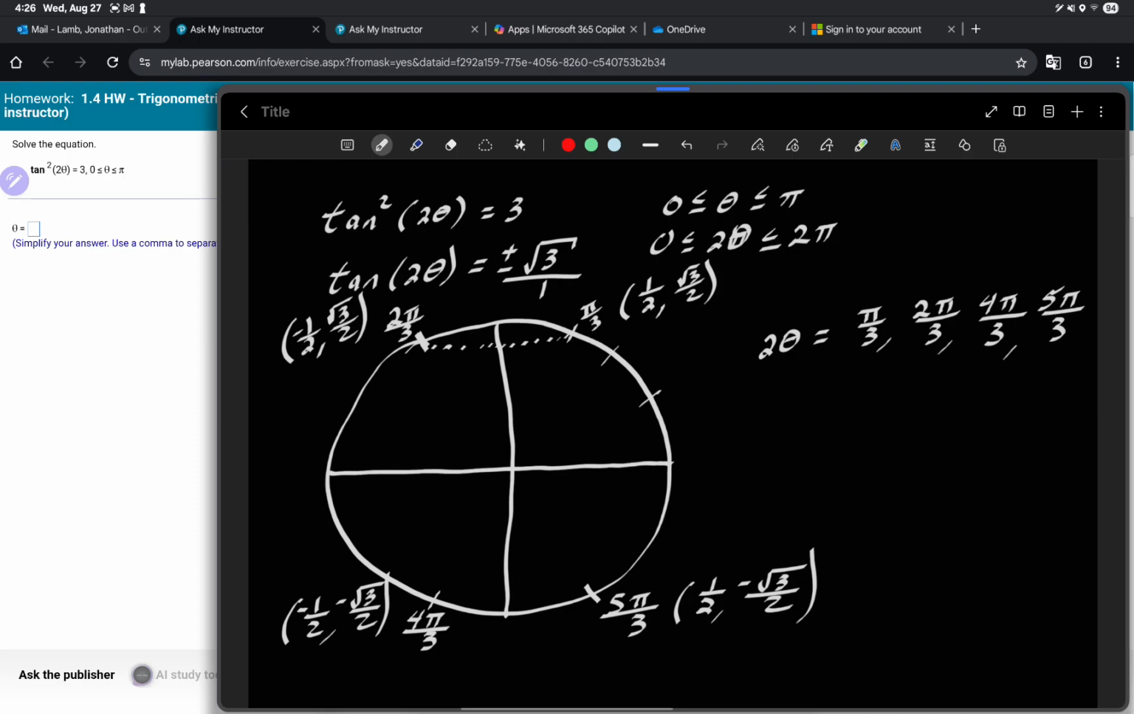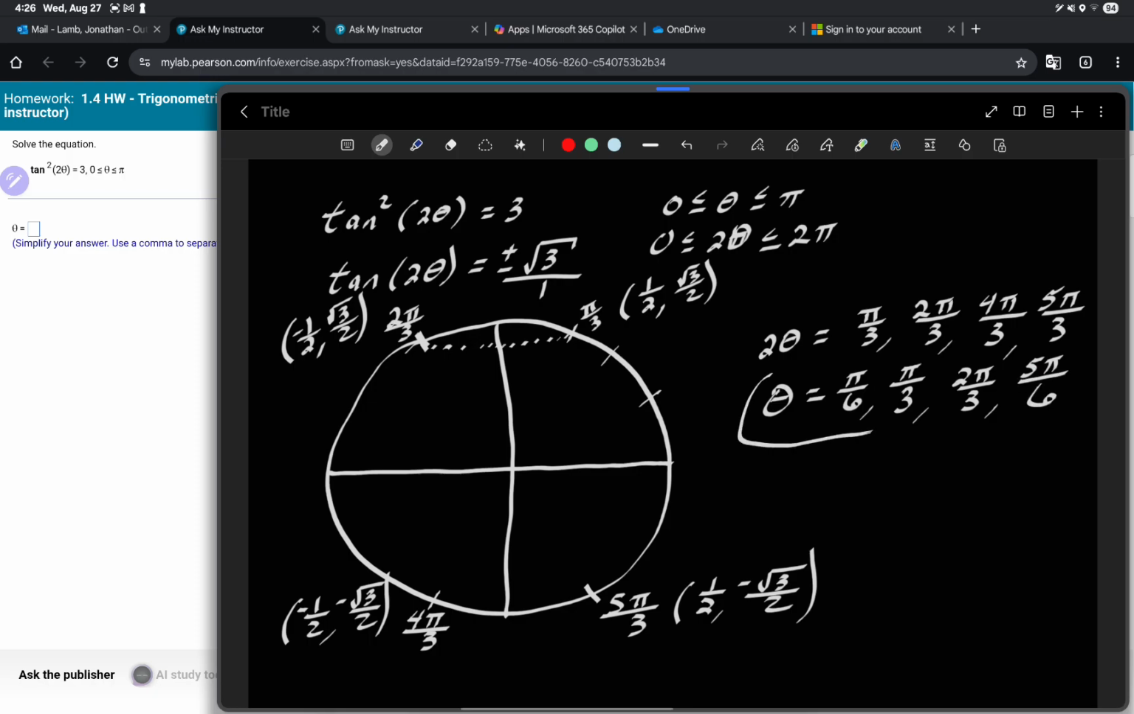And we knew to stop at 5 pi over 3 because if theta had to stop at pi, 2 theta cannot exceed 2 pi, and there wouldn't be any other angles on the first revolution of the unit circle that would satisfy this. So our final answer here, now we just have to solve for theta by dividing each of these by 2, should be pi over 6. 2 pi over 6, which I would rather write as just pi over 3. And then 4 pi over 6, which I would rather write as 2 pi over 3. And then finally 5 pi over 6.